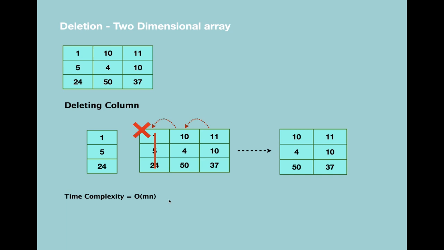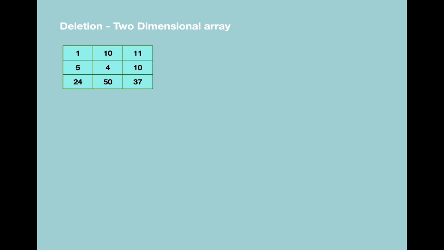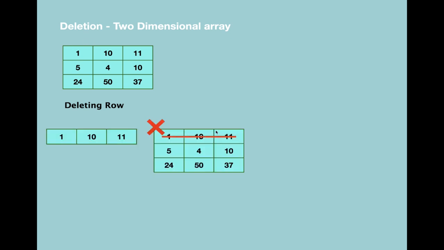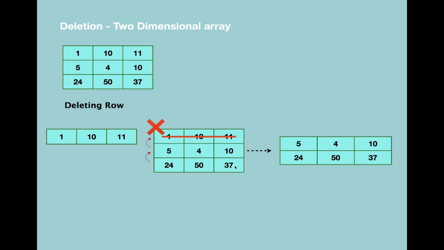Now let's see how we can delete a row from a two-dimensional array. Let's say we have an array like this and we want to delete the first row. When we delete the first row, the second row will move to the place of the first row, the third row will move to the place of the second row, and it will continue like this. This is also a very time-consuming process because every time we have to move the rest of the rows one row up. So the time complexity for this operation will also be O(mn).